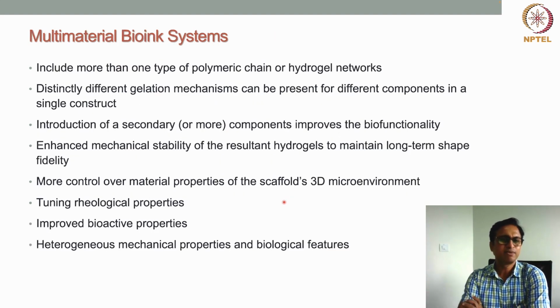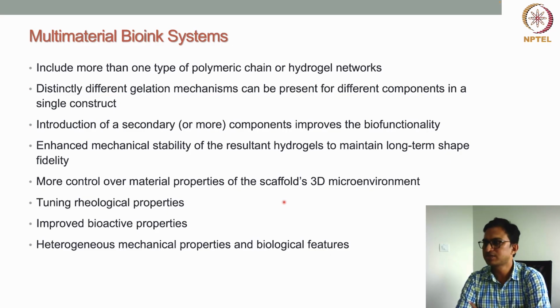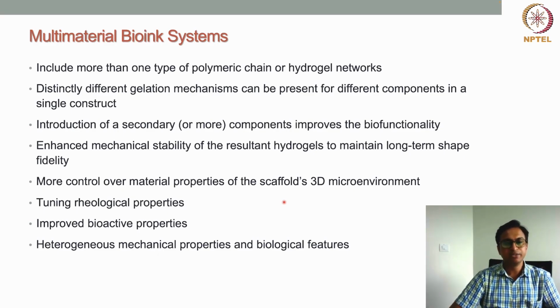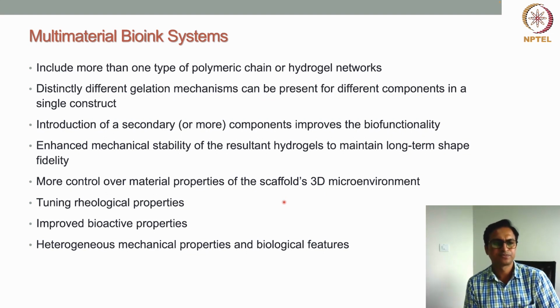So multimaterial Bioink systems are developed where it is made up of more than one polymer or hydrogel network. Many a times two or three or four different types of polymers or hydrogel networks are either mixed together or printed simultaneously in a single construct, so that we can address the limitations that we have seen in the earlier slide.